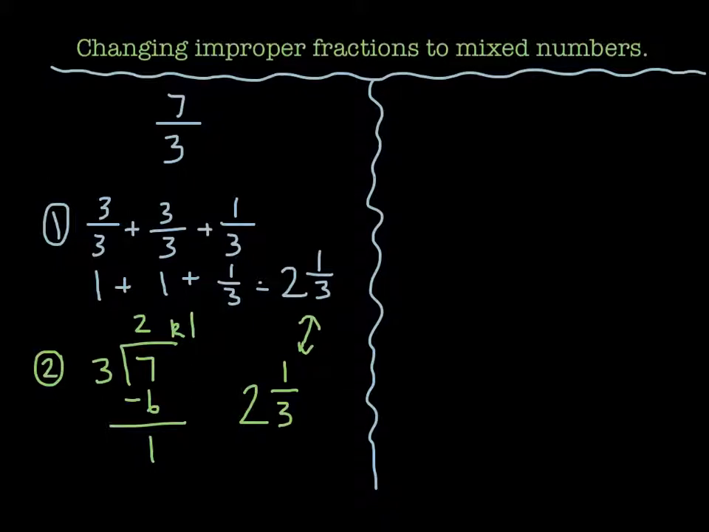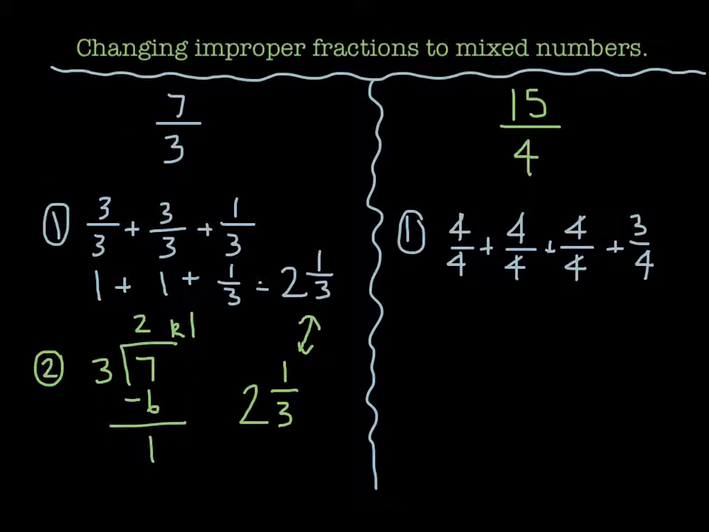What I would like for you to do now is to try this one out for 15/4 and see what you come up with. Pause the video here, and then you can go back and check your work. So here I noticed that I took out 4/4 1, 2, 3 times. That's 3 wholes, and then I still have this 3/4, so I get 3 and 3/4.